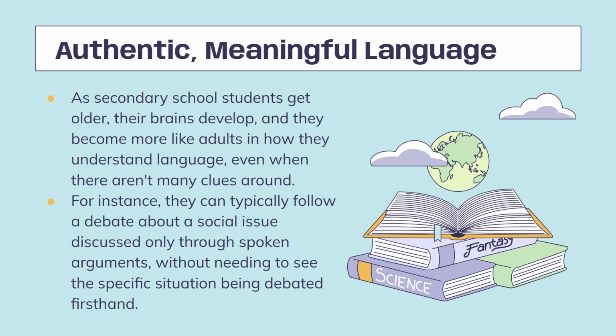For instance, they can typically follow a debate about a social issue discussed only through spoken arguments without needing to see the specific situation being debated firsthand. Unlike younger learners, teens can engage with higher level content such as debates, problem-solving tasks, and discussions on social issues. They don't need everything to be concrete or demonstrated. Instead, they can use reasoning and imagination to understand and respond meaningfully.